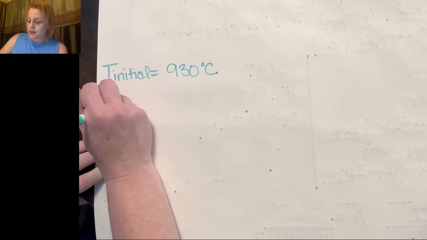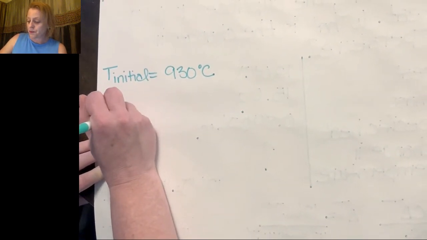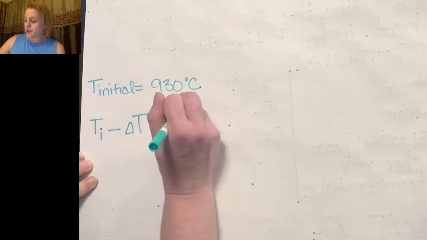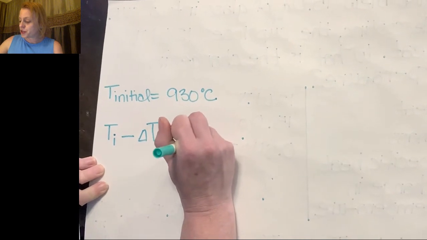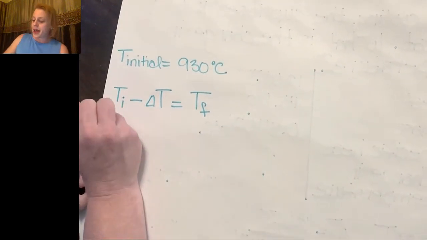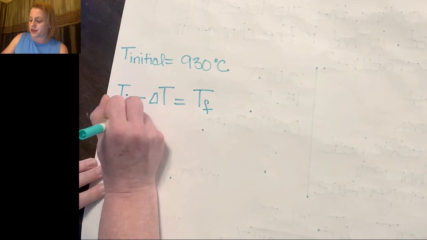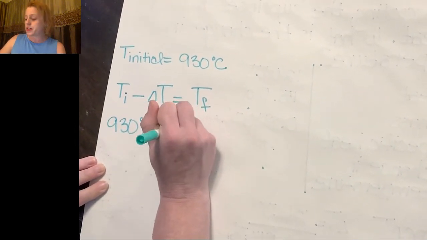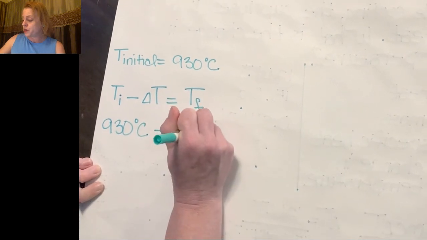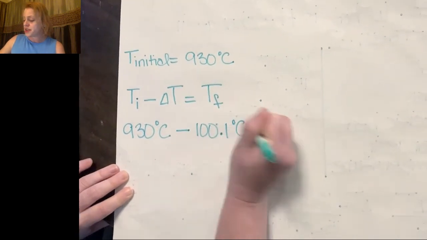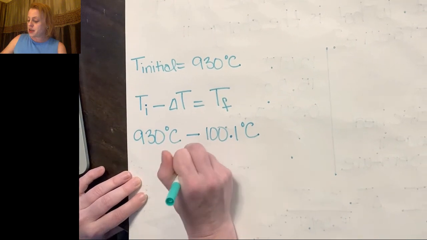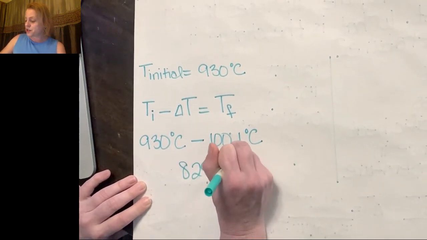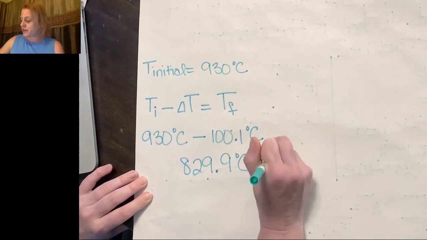So, T initial minus delta T is going to get me my final temperature. So I have 930 degrees Celsius minus, and my delta T was 100.1 degrees Celsius, and that's going to leave me 829.9 degrees Celsius is my final temperature.